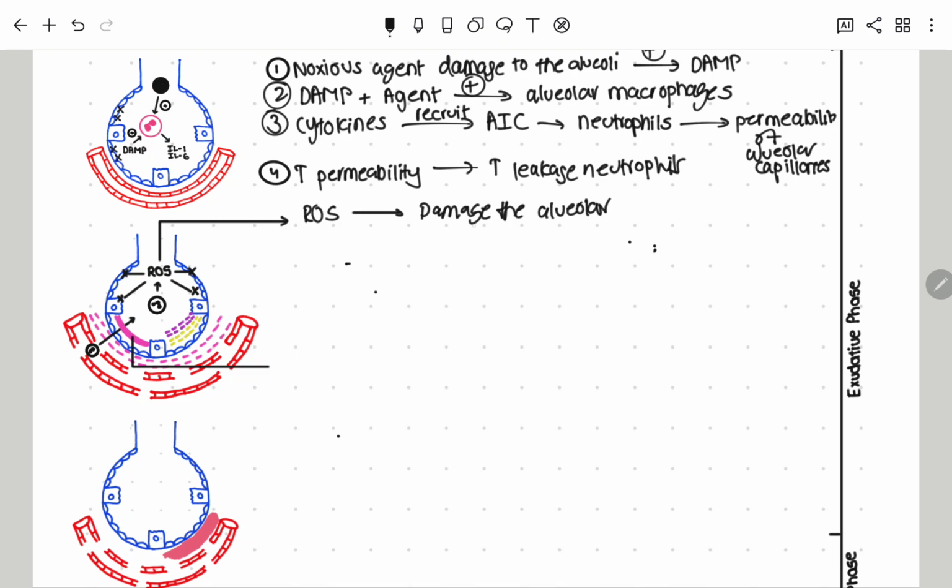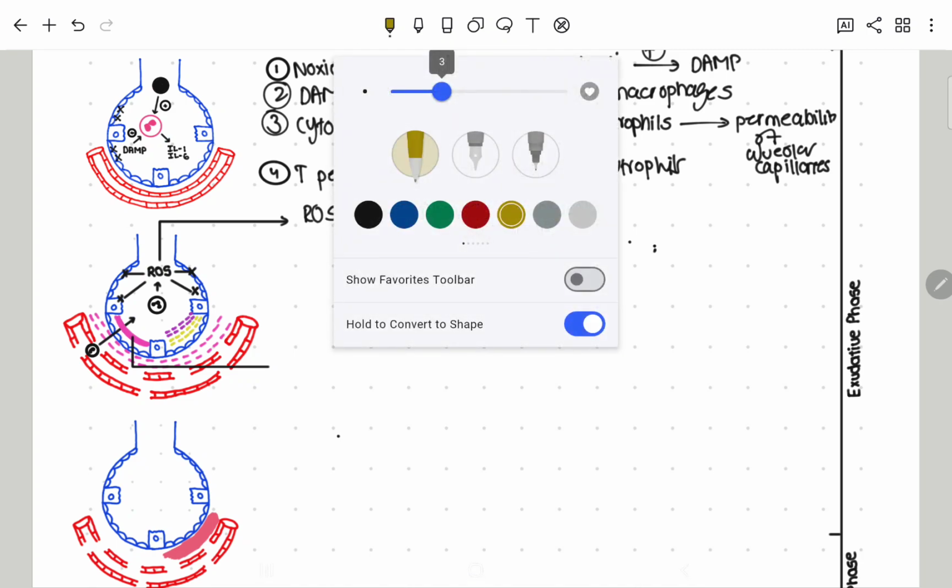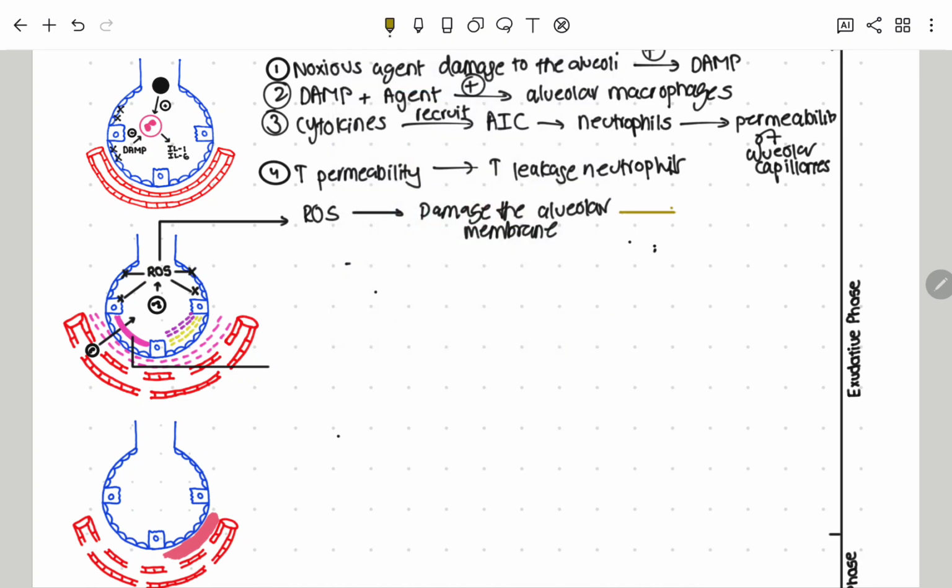And so if you have damage to the pneumocytes that are present in the alveoli, you are going to have necrotic cells. And so this is the first morphological manifestation that you need to be aware of in the exudative phase. Necrotic cells.